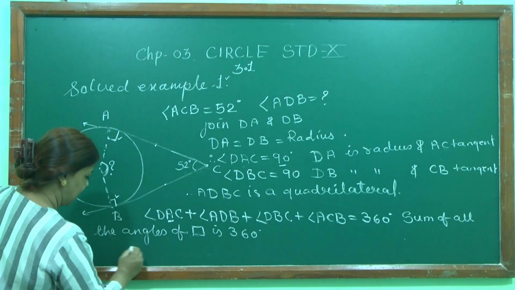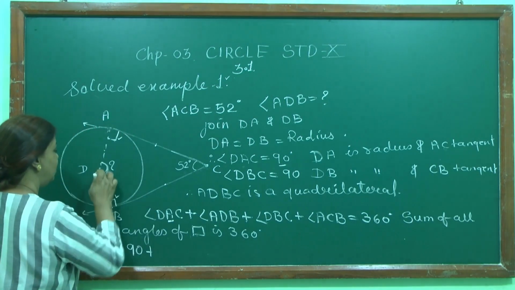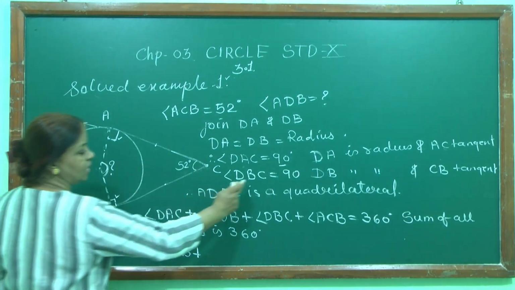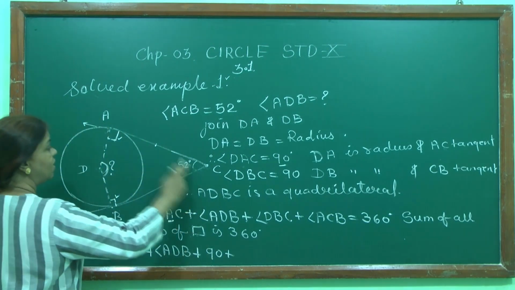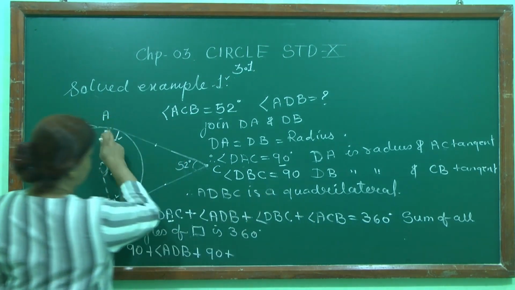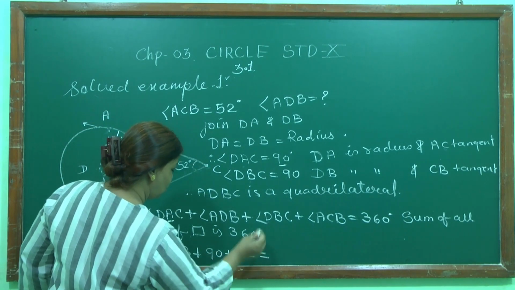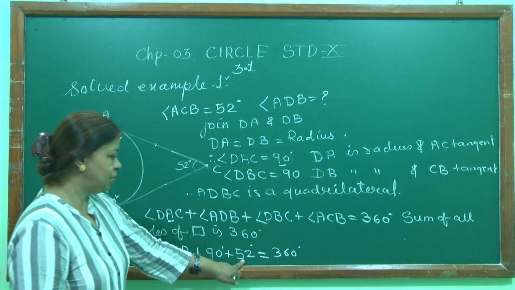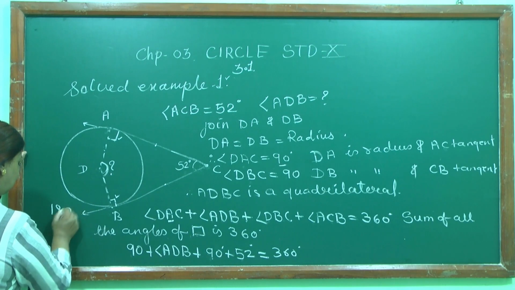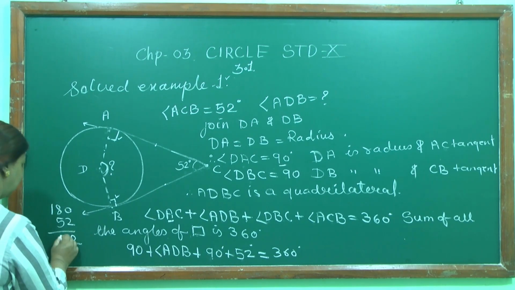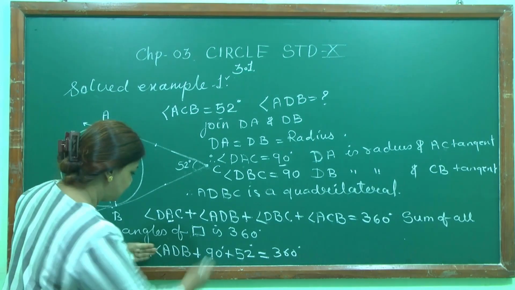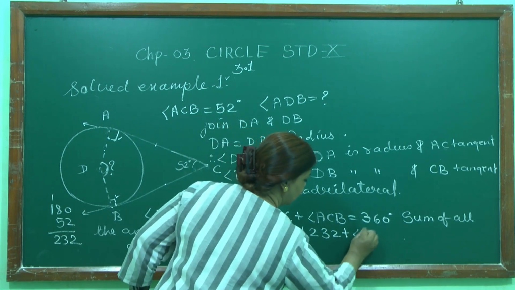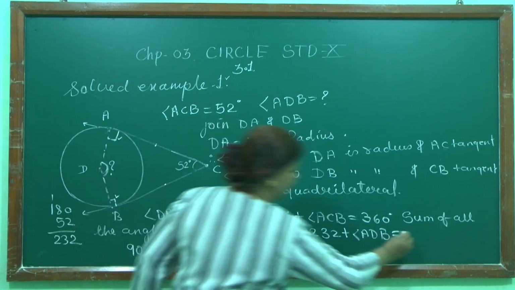We have already written here, so I will write here 90 plus angle ADB, which I want to find out, plus DBC. I have already got here 90 degrees. So I will write here 90 plus, this is given, which is that DBC, I got ACB, it is given, which is equal to 360 degrees. Now I am going to add them. 180 plus 52, which is equal to, let me add it here children, 232 degrees. So this side I am writing here, 232 plus angle ADB is equal to 360 degrees.